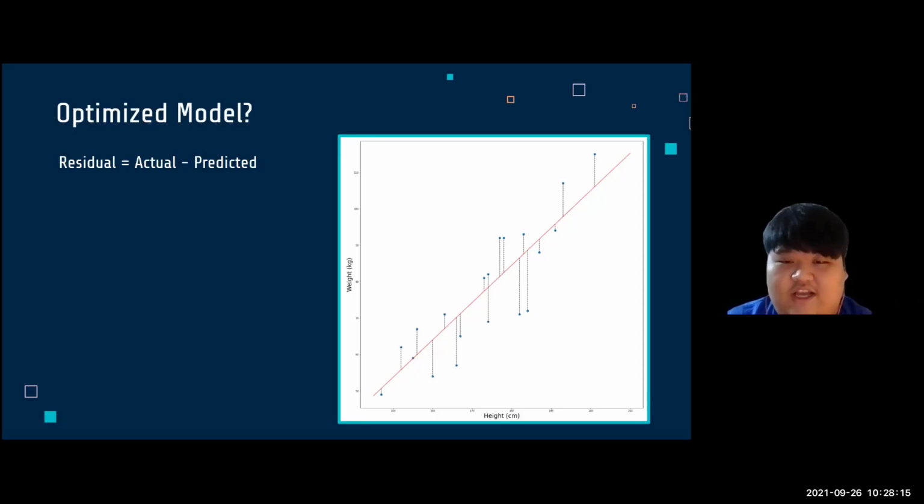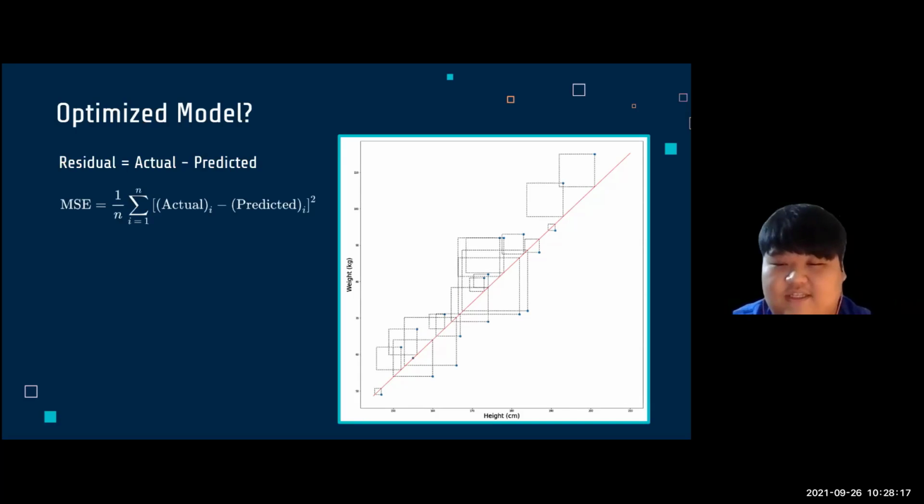So we actually use the MSE, the mean squared error value. Mathematically, it is the sum of residuals squared divided by the number of data points. As you can see on the right side, there are squares for each point in the data. We add up the area of all the squares and then divide it by the number of data points. And in this case, it is 20.